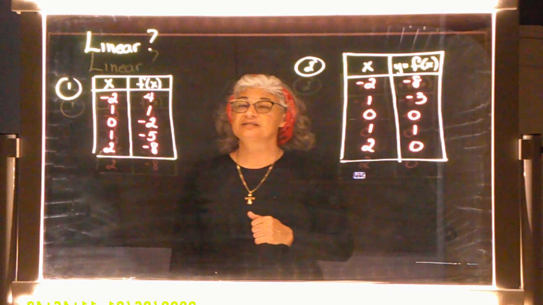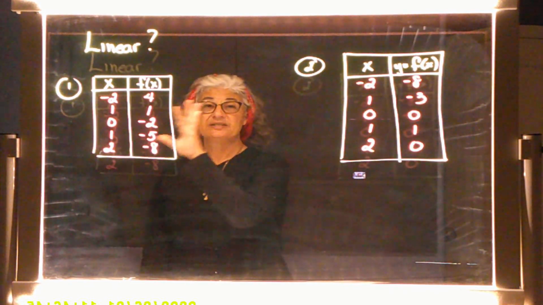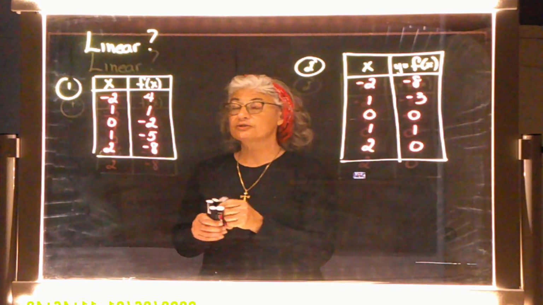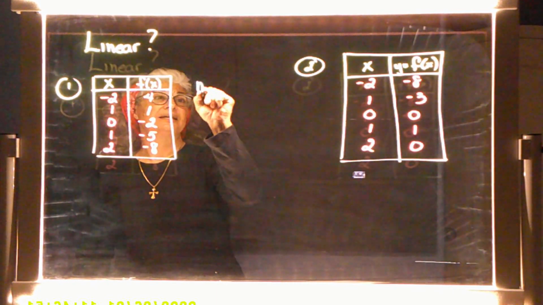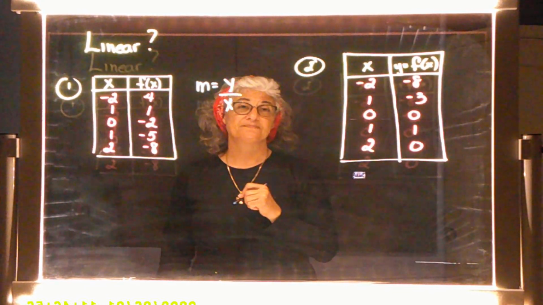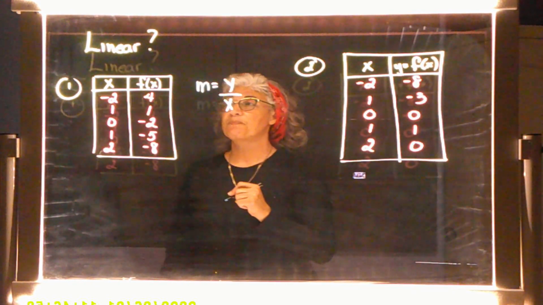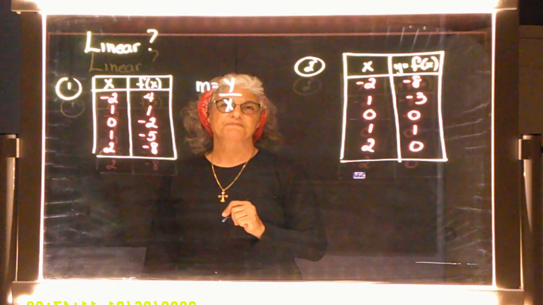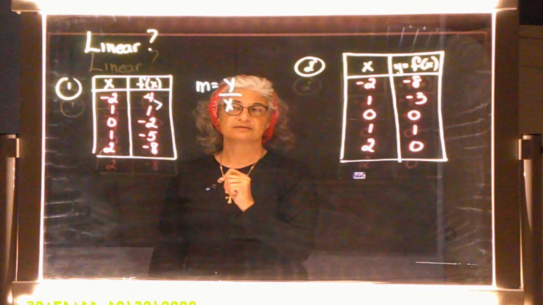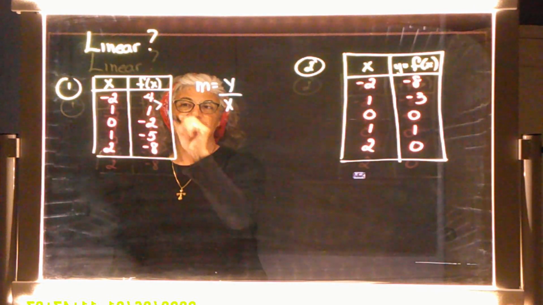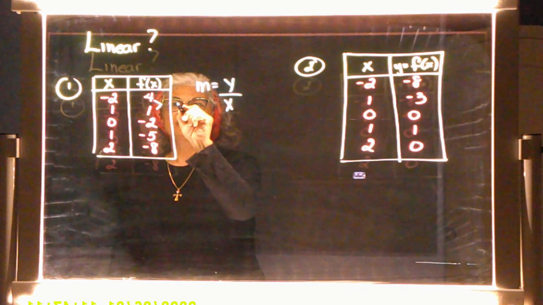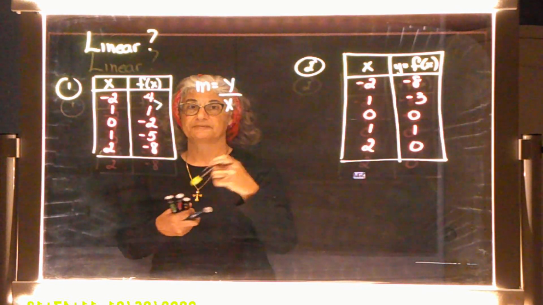Here's a very easy way to decide if a set of data points would be considered linear or not. Remember, slope is y over x, isn't it? So, let's look at my y values. Between these two y values, they go down, don't they? From 4 to 1, it goes down. It goes down by how many? Yeah, this is going down by 3, isn't it?